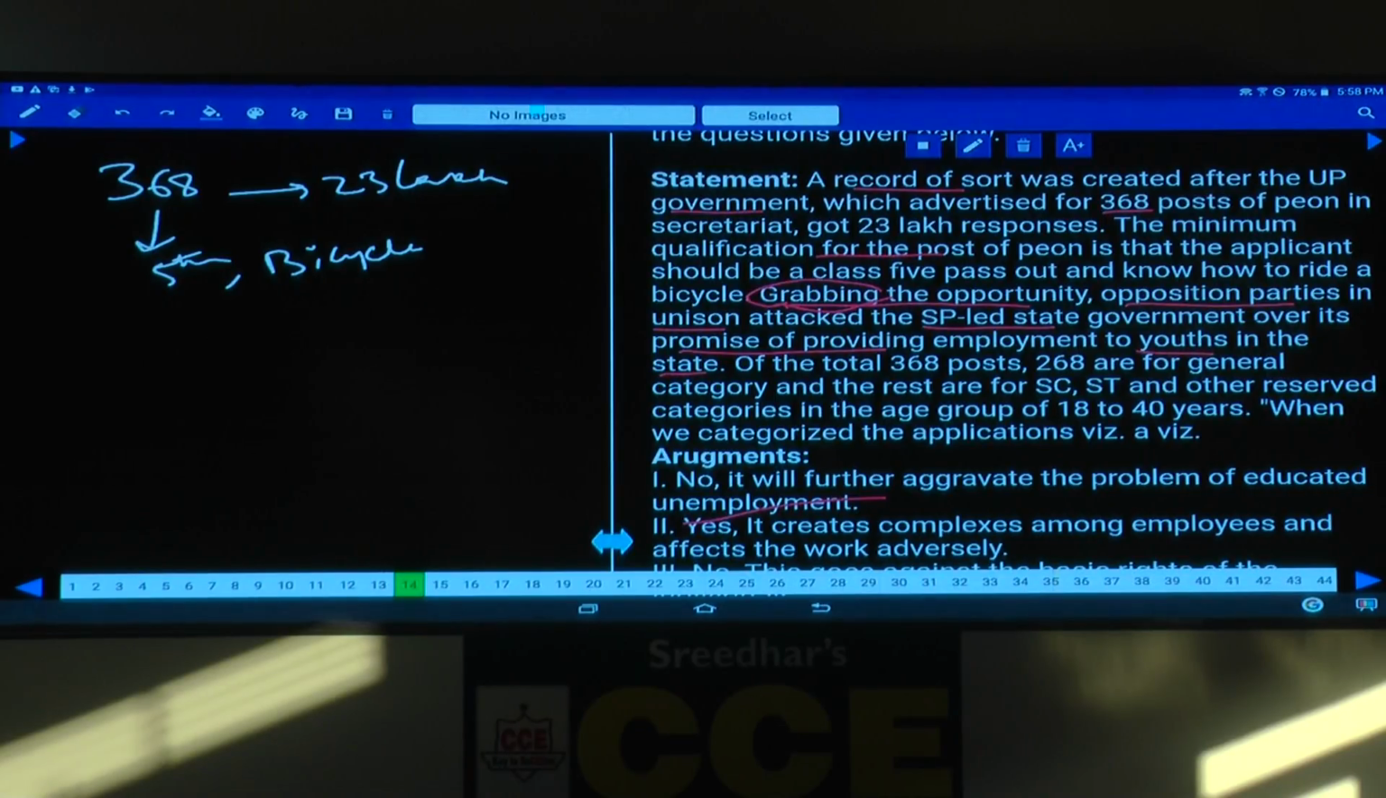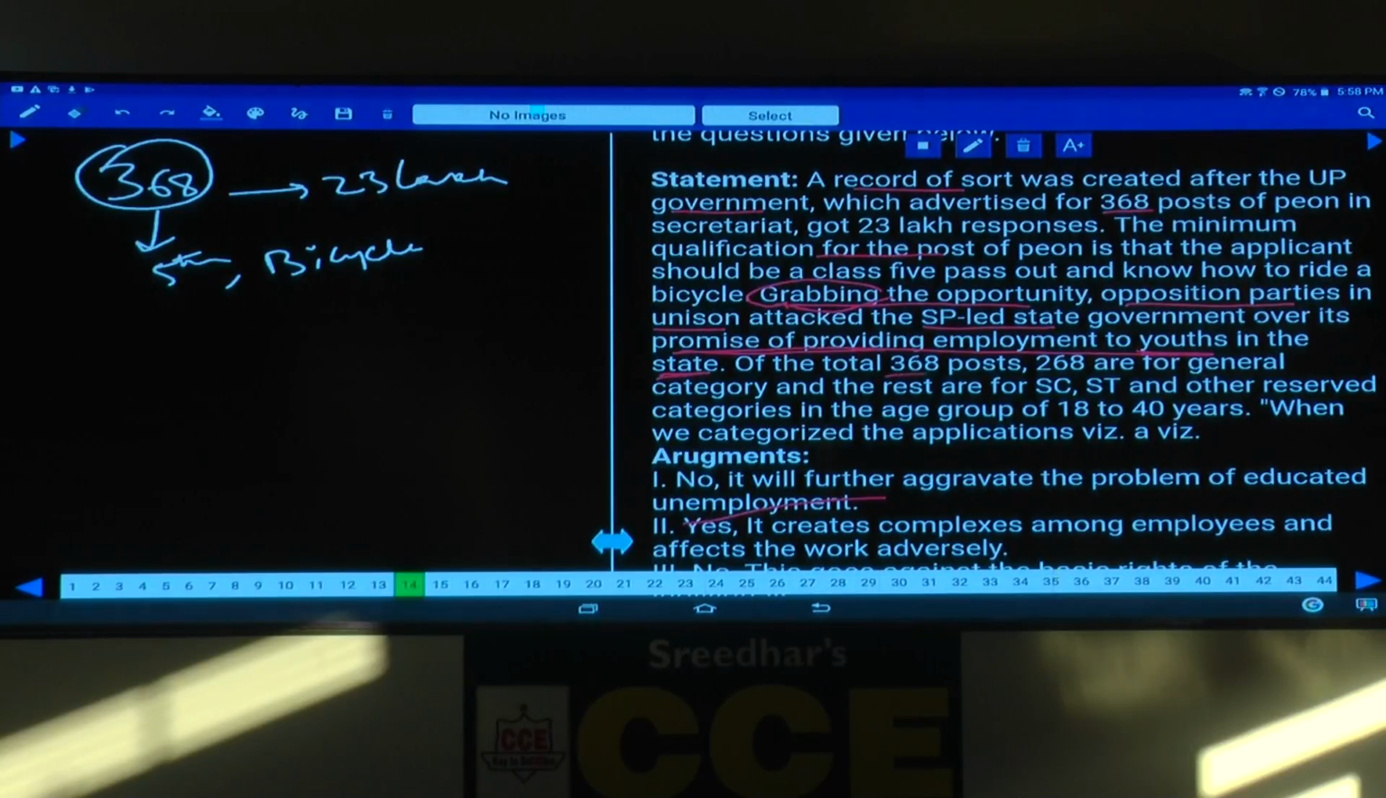Isn't it? Now, first this party. Now, what is the party here? The party which is in power, that is SP. Now this Samajwadi party, which is in power, had promised some employment opportunities for the youths, but they could not create them. And finally, they could give only 368 posts, out of which 23 lakh people have applied for this. And grabbing that opportunity, what is the promise they have made here? Over its promise of providing employment to youths in the state.